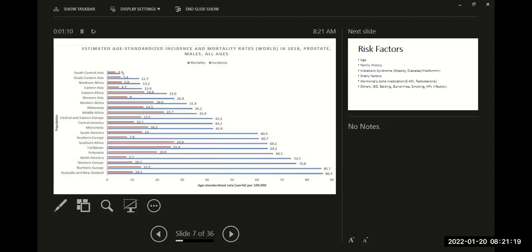This is the graphical representation. The red one shows the mortality and the blue one shows the incidence. We see that the incidence is more in Australia and New Zealand, but the mortality is only 10.2. And South Central Asia has the lowest incidence and the lowest mortality.